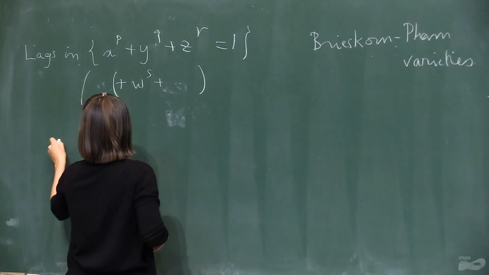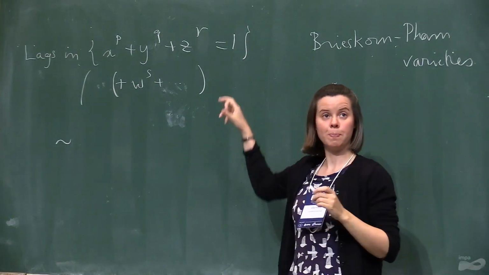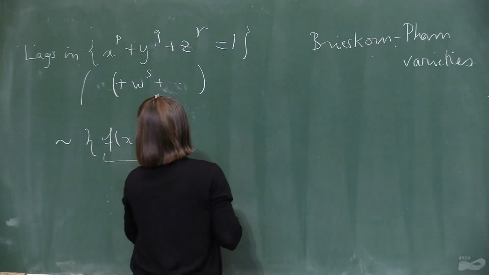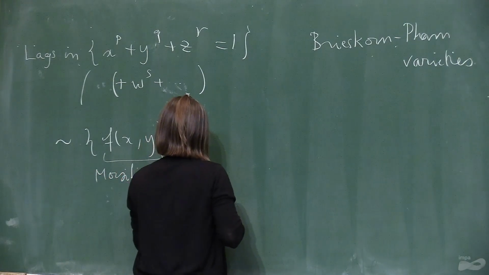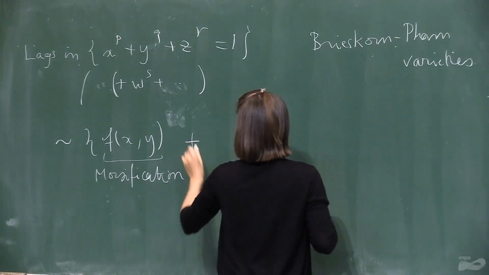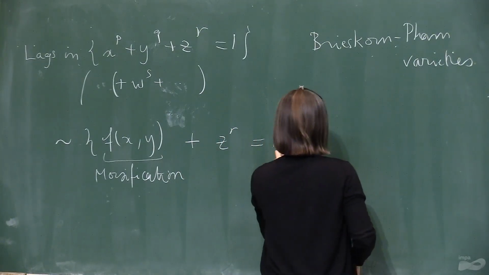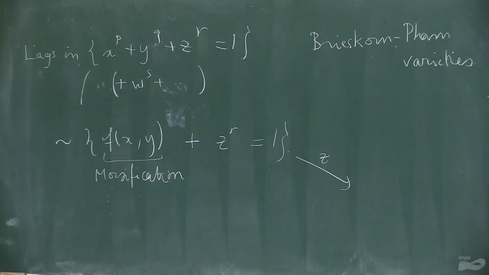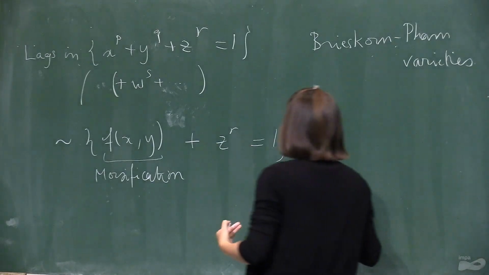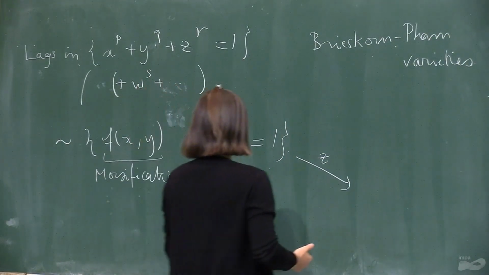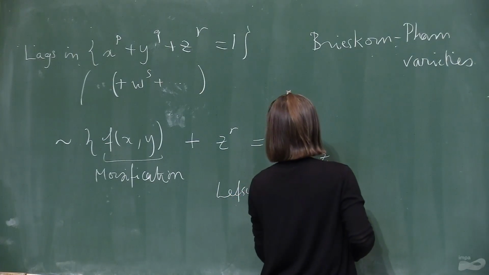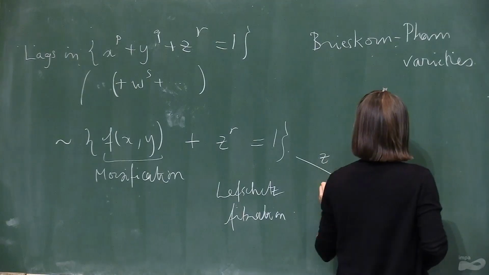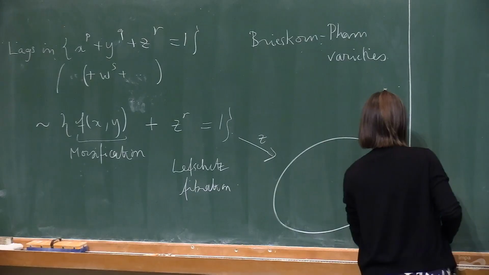If I think of this as a symplectic manifold, I can deform by some morsification on the first two coordinates and keep z^r for the rest. And now just by projecting to the z coordinate, this allows me to describe this space as the total space of a Lefschetz fibration that's going to be the core for a lot of these constructions. So what does this look like?